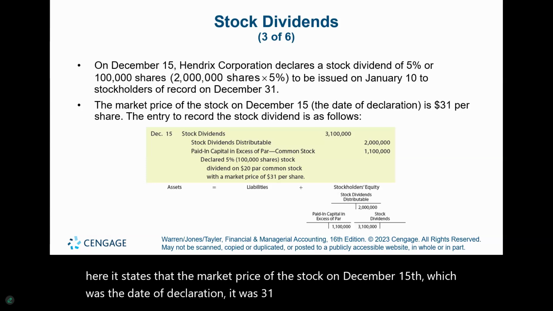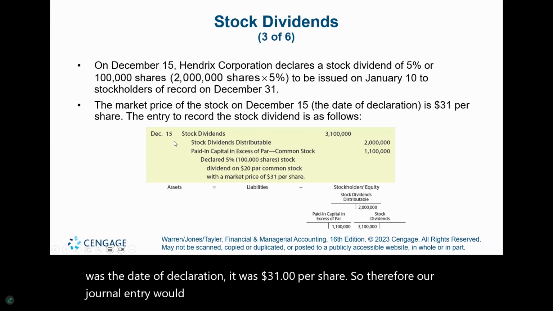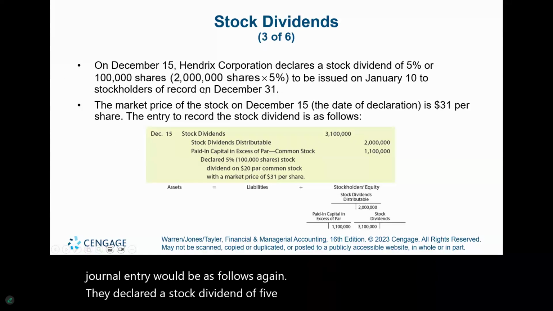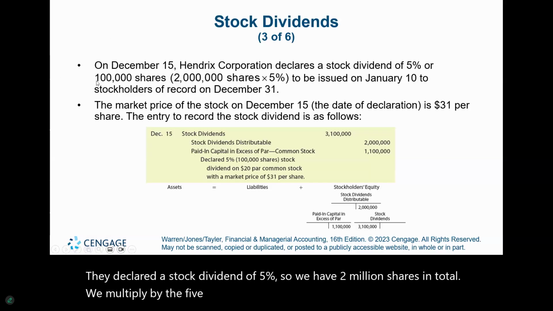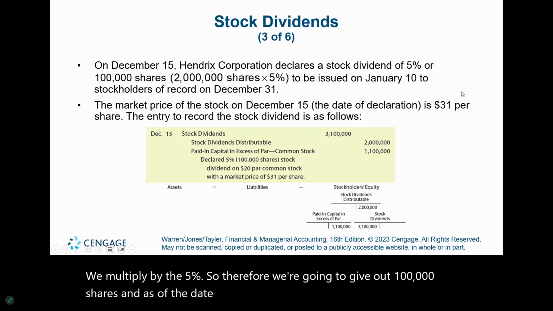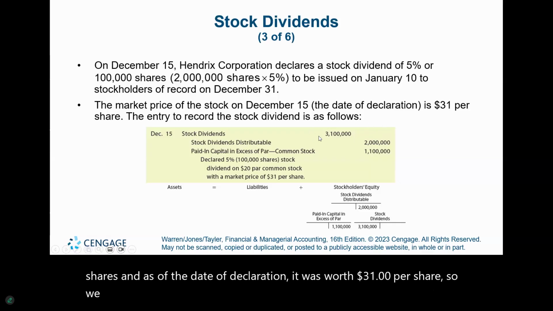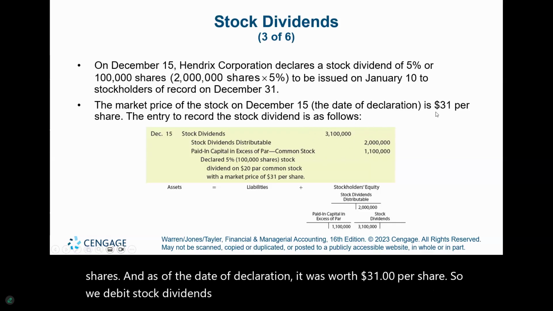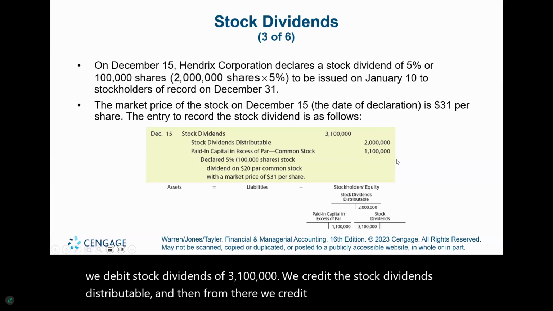So therefore, our journal entry would be as follows. Again, they declared a stock dividend of 5%. We have 2 million shares in total. We multiply it by the 5%. So therefore, we're going to give out 100,000 shares. And as of the date of declaration, it was worth $31 per share. So we debit stock dividends of $3,100,000. We credit the stock dividends distributable. And then from there, we credit the paid in excess of par.